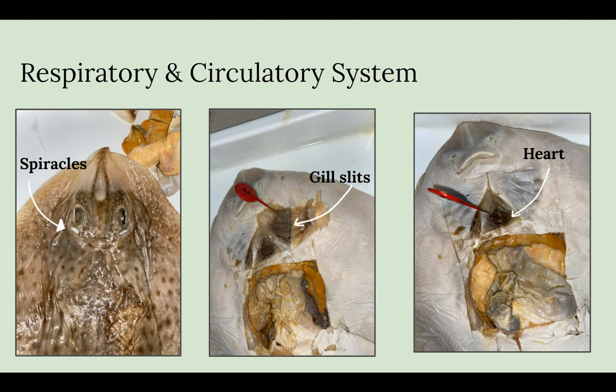For their respiratory system, this is how they breathe, and since they do it underwater, they have these holes behind their eyes called spiracles, and these draw water into the gill chambers, which is in the middle picture. You can see the gill slits, and this creates water movement and respiration and gives them the oxygen they need. And for their circulatory system, the main function is through the heart. It's a two-chambered heart located in their head region, and it flows blood throughout the entire body through a closed circulatory system.